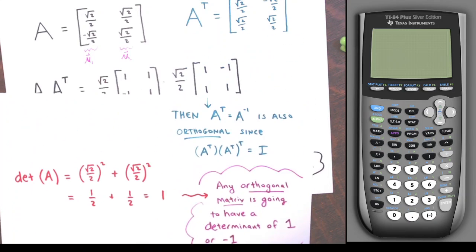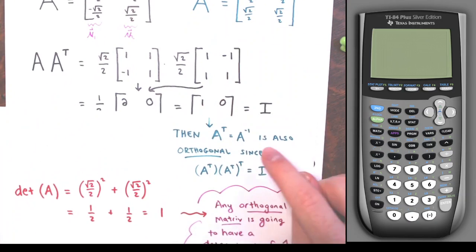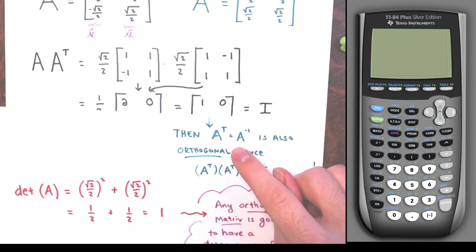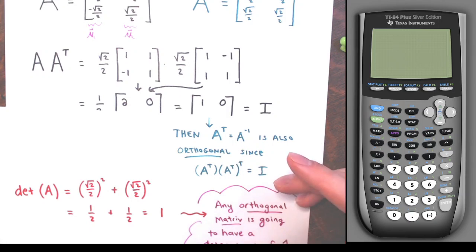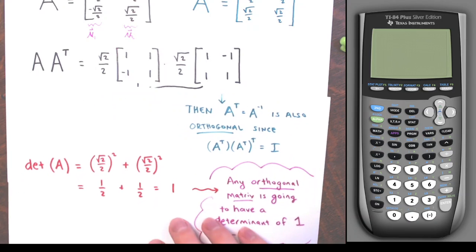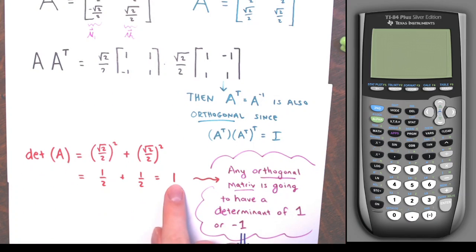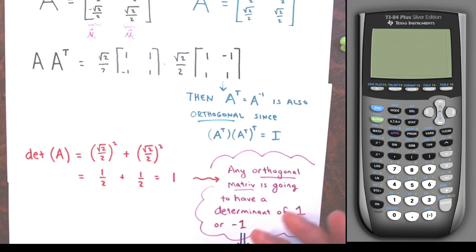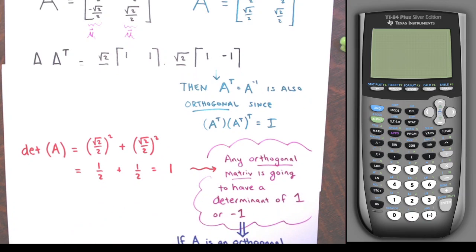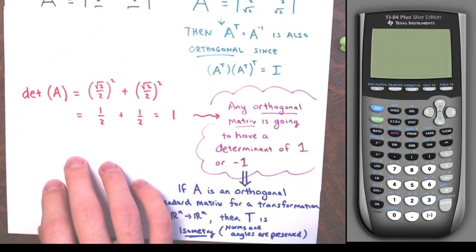All right, so again, some nice things about orthogonal matrices. If a matrix is orthogonal, its transpose or its inverse will also be orthogonal. Its determinant will be either 1 or -1. And it's only going to be -1 when the orientation of the vectors flips, or when you get a reflection in your transformations.